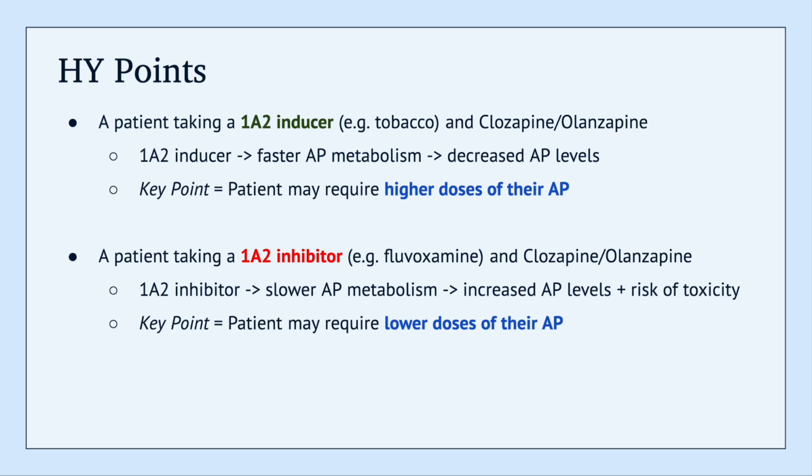On the other hand, if a patient is taking a 1A2 inhibitor such as fluvoxamine and also taking clozapine or olanzapine, the fluvoxamine is acting as a 1A2 inhibitor. So this is causing slower metabolism of their antipsychotic. And as a result, you'll get increased levels of the antipsychotic, and the patient will be at a higher risk of toxicity. So clinically, a patient may be required to lower the dose of their antipsychotic to ensure that they're not at risk of those very serious side effects.